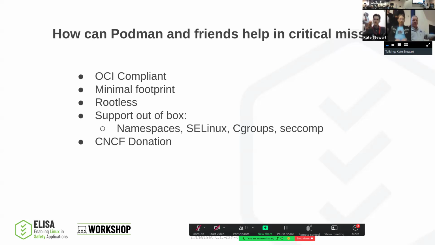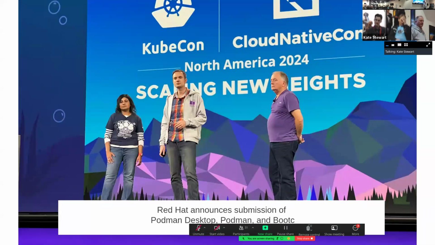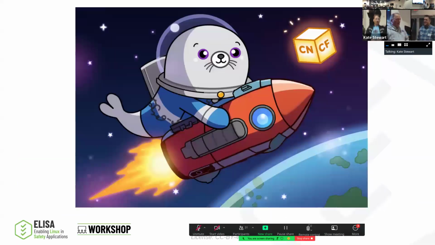And CNCF donation. So we're all here at Elisa, and basically 2 weeks ago, I stood on the main stage at KubeCon, looking fatter and older than I would have thought, but life is what it is. And we announced at that point that we were donating Podman to the CNCF.